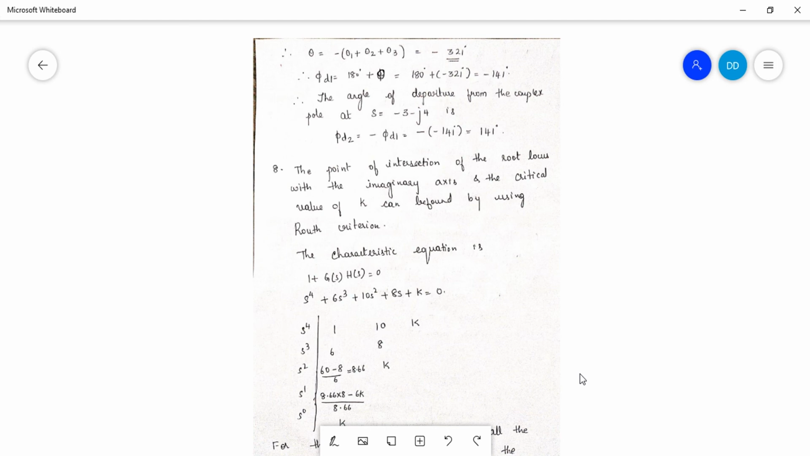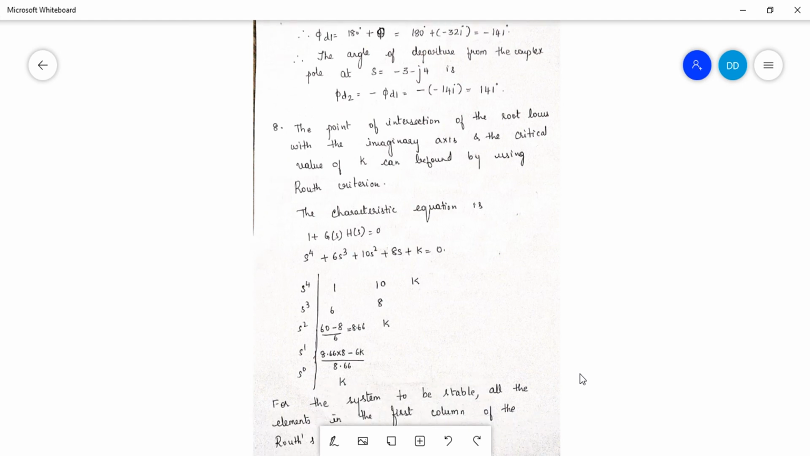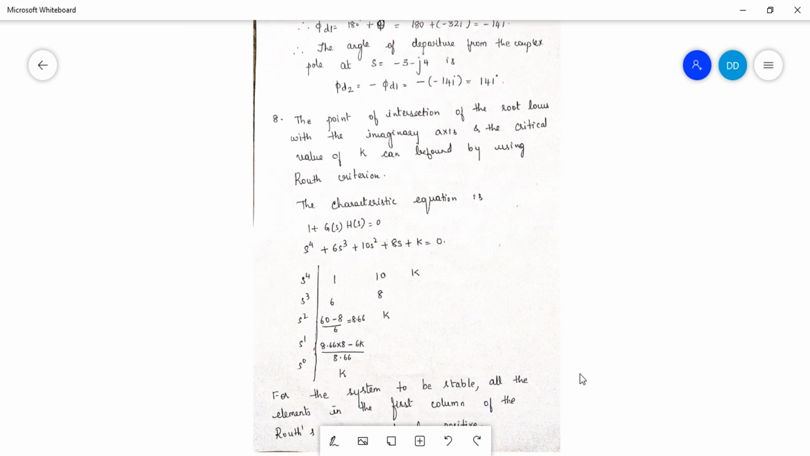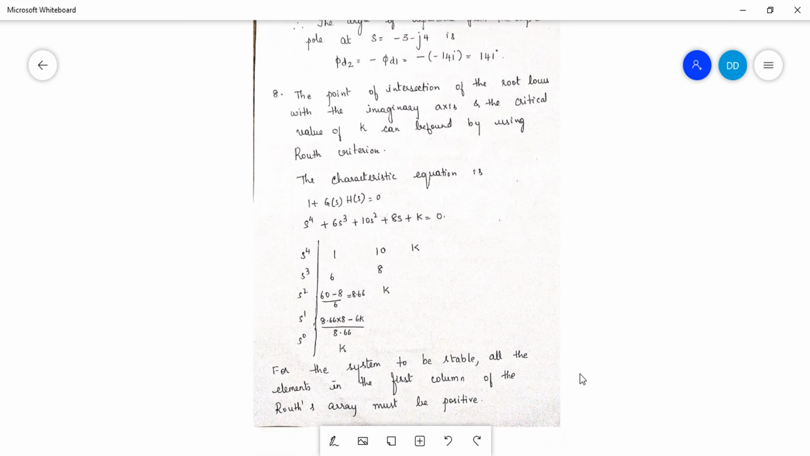So the characteristic equation, we get it as s to the power 4 plus 6s cube plus 10s square plus 8s plus k. So we construct the routh array. On constructing the routh array, our first thing is, for a system to be stable, the first column of the routh array should be positive values. So we know that k should be greater than 0.